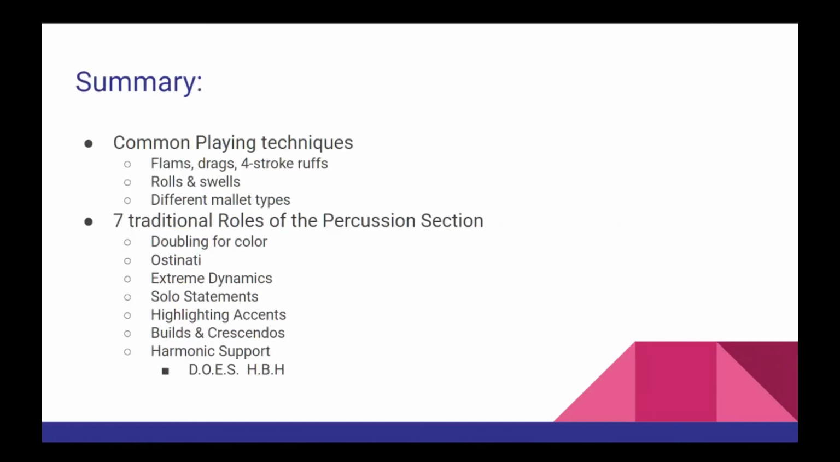So, just to summarize, some of the most common playing techniques for the percussion instruments include flams, drags, four-stroke roughs, rolls, and swells. Each of these helps to add a little extra color and life to your music. The 7 traditional roles of the percussion section include doubling for color, ostinati, extreme dynamics, solo statement, highlighting accents, builds and climaxes, and harmonic support. These roles can be remembered with the acronym DOES HBH.